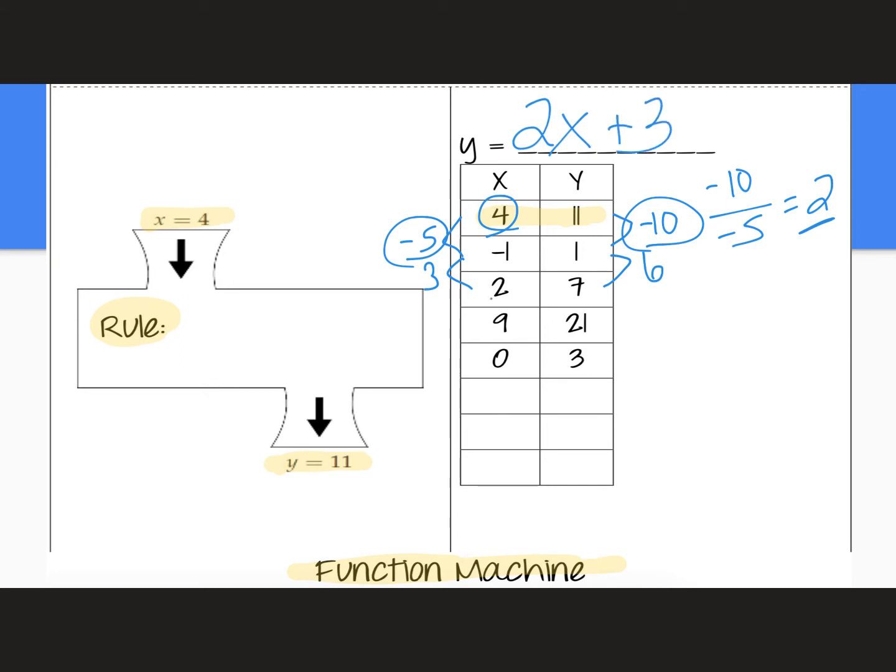Now let's double check it with this one. 2 times 2 is 4, plus 3 does give me 7. So there's my rule: 2x plus 3. Y equals 2x plus 3.